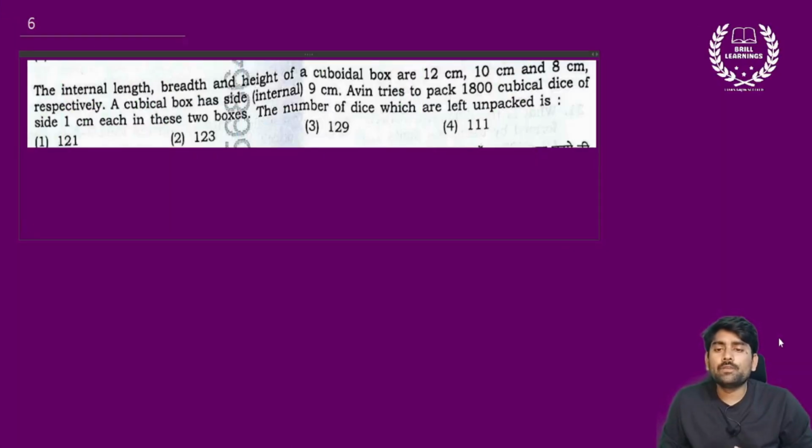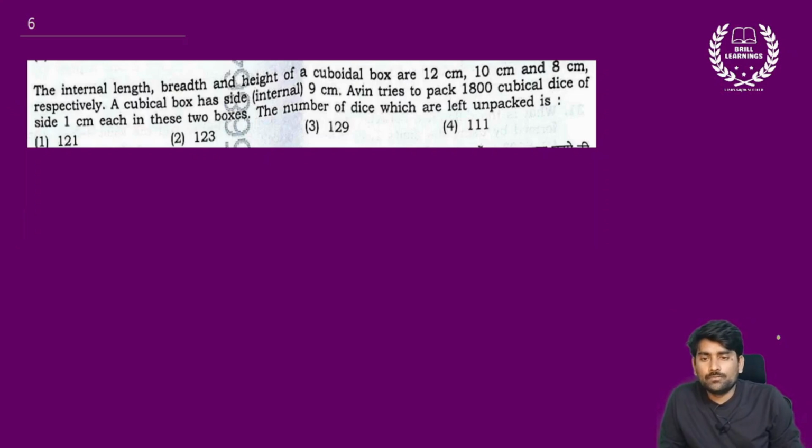In this question, they have given a cuboidal box dimensions and cubical box dimensions. Along with this, they have given a cubical dice of size 1 centimeter. Okay. So here we need to find the number of dice which are left unpacked. So in order to find that, first find the volumes of cuboidal and cubical box and add up these two values and divide the whole value with the volume of the dice. Okay. So first find the volumes of these two.